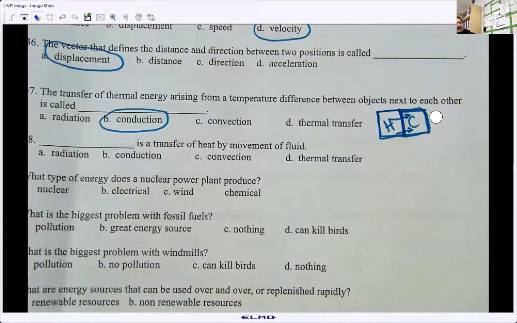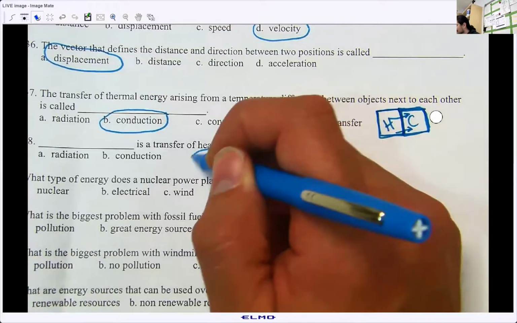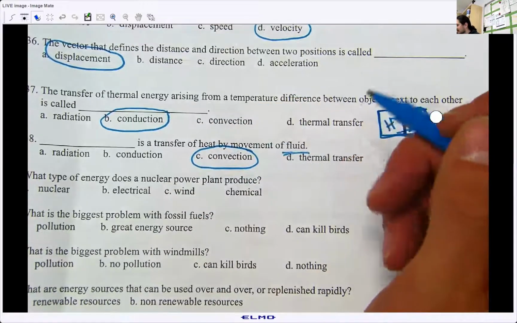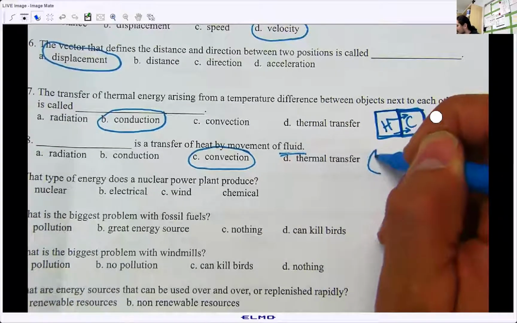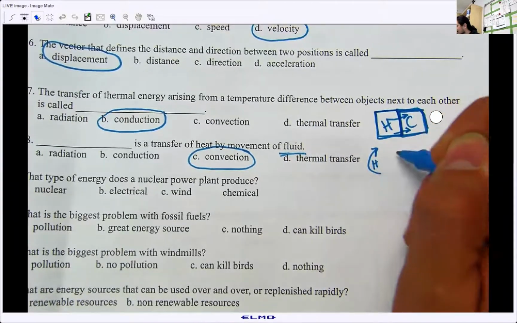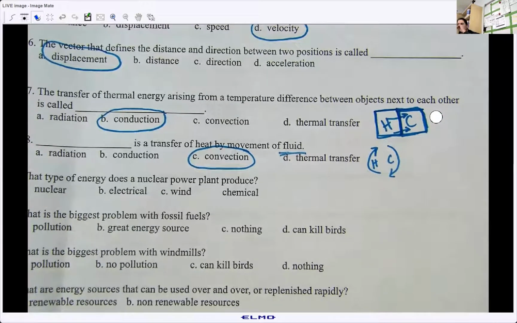Blank is a transfer of heat by movement of a fluid. For a fluid, we said we call it convection. And convection currents could occur where hot would rise and cold would sink, right? In the air, hot air rises, cold air sinks. It's the reason why we have weather.